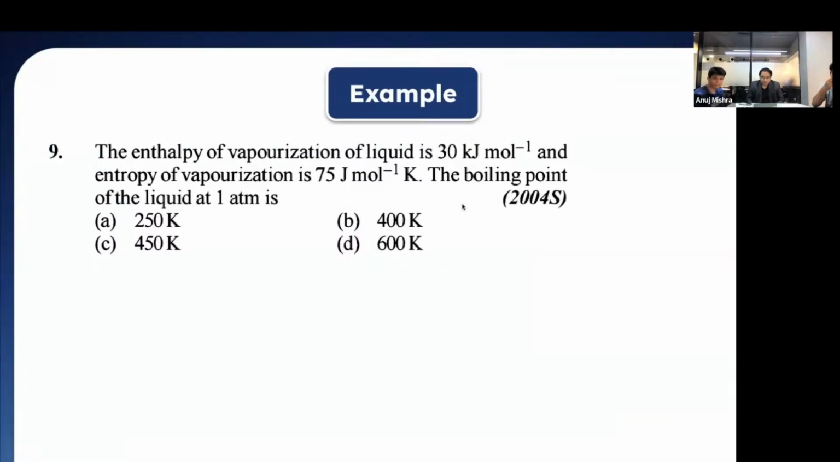Enthalpy. Answer नहीं किया but you can try. Enthalpy of vaporization of liquid is given. Entropy of vaporization is given. Boiling point of the liquid is given. Delta H is equal to delta U plus delta PV.